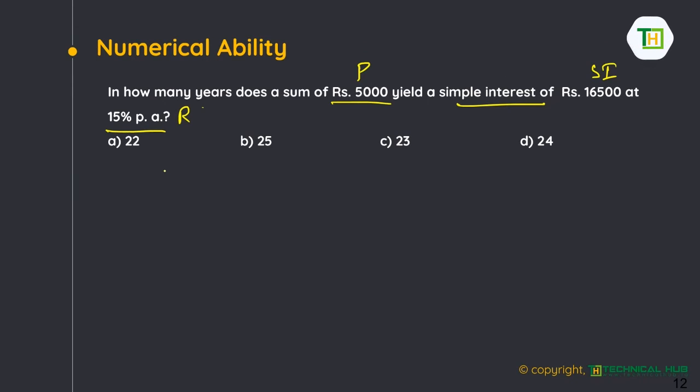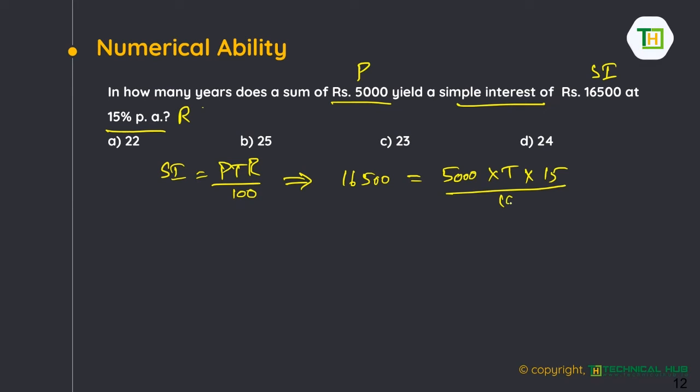As we all know, simple interest is equal to PTR by 100. Substitute all the values. You know the principal amount, the simple interest, and the rate of interest. Calculate the time period. Simple interest is 16,500, which is equal to principal amount 5,000, into time period, which we need to calculate, and the rate of interest, 15 percent.